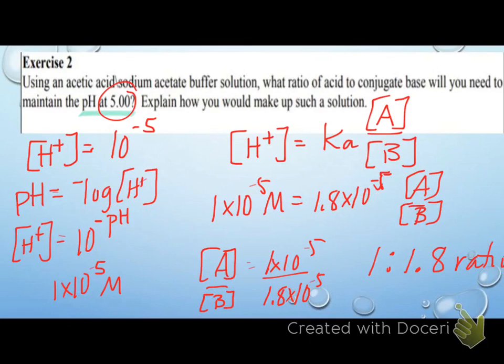Anybody did not understand what I just did? We got a little bit lost at the very end here. I just divided these by each other. They're already both times 10 to the negative 5, right? So my ratio is 1 to 1.8. So I would basically need almost a 1 to 2 ratio of my acid and my salt.